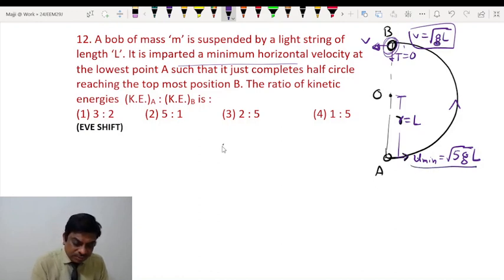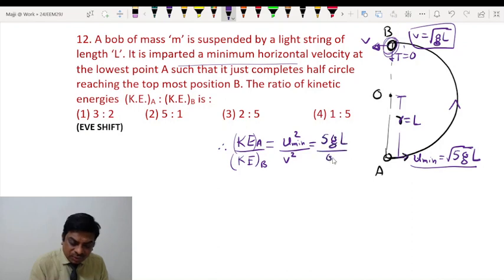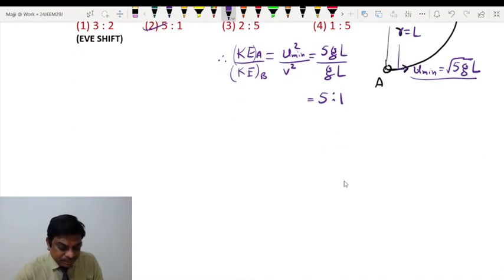Okay, students. So now kinetic energy at A divided by kinetic energy at B will be velocity square at A upon velocity square at B. So this is 5 gL, this is only gL, so you have 5 is to 1. So we'll go with the second option, students.